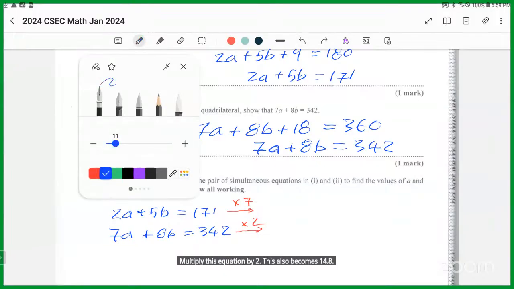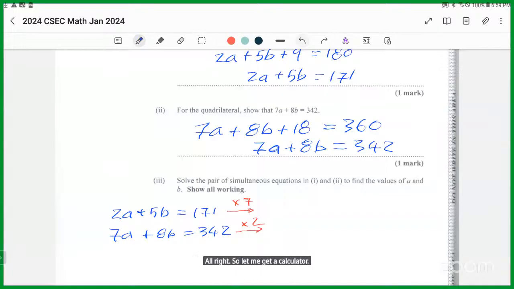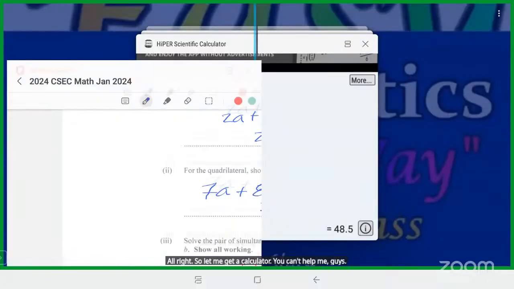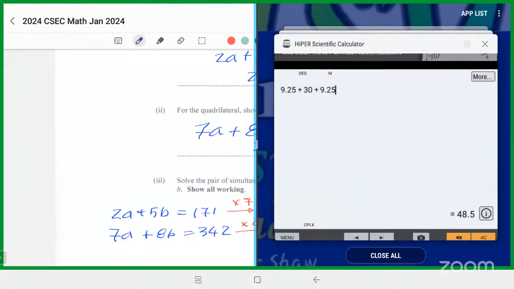All right? So let me get a calculator to help me. Or you can help me, guys. All right, let's do this.